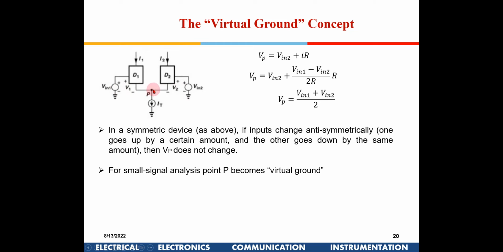So the potential here will be VE2 plus IR drop here, right? So what will be the current flowing? The V in 1 is here, V in 2 is here. So the difference, V in 1 minus V in 2, and then there is a 2R resistance in this circuit. So the denominator is 2R, into R. So that is the drop here. So this voltage VP will be given as V in 1 plus V in 2 by 2. Is it okay? Is it okay or is it confusing?